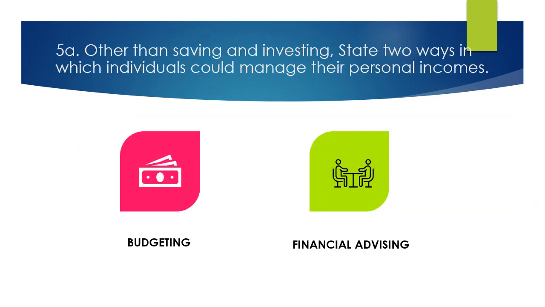Other than saving and investing, state two ways in which individuals could manage their personal incomes. So we have budgeting and financial advising. So budgeting is really creating a plan on how you're going to spend your money, right? Then we have financial advising, is where you seek advice on how to manage your income, on how to reach your financial goals, etc. So let's move on to the next slide.